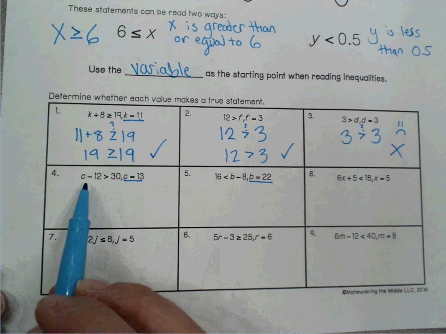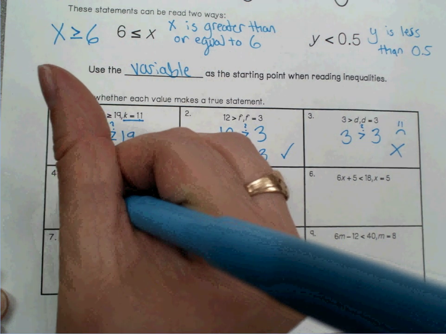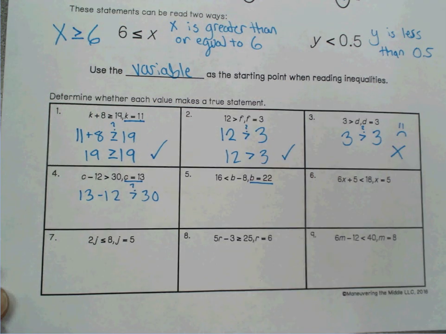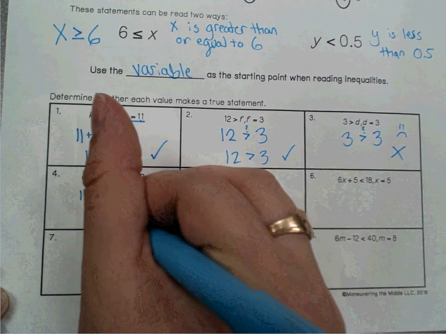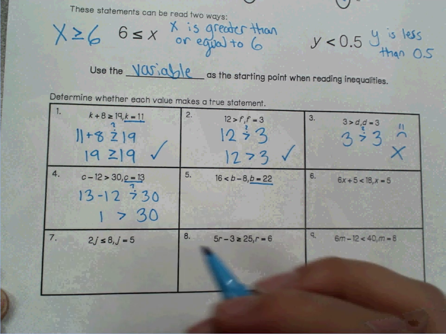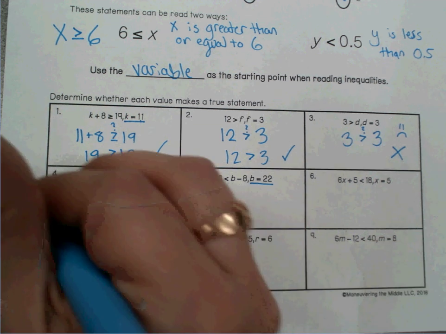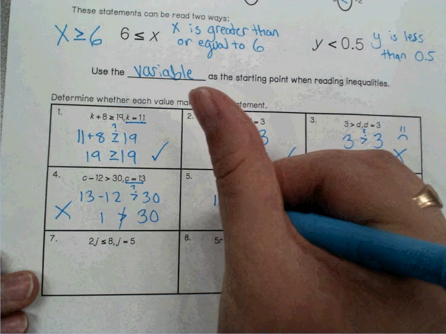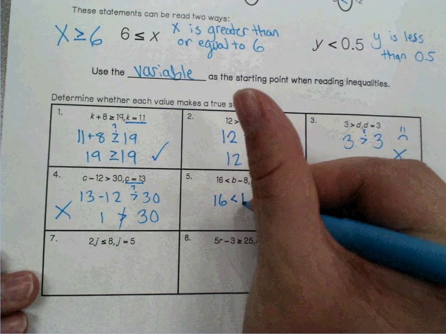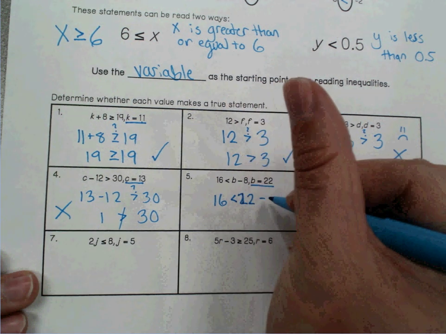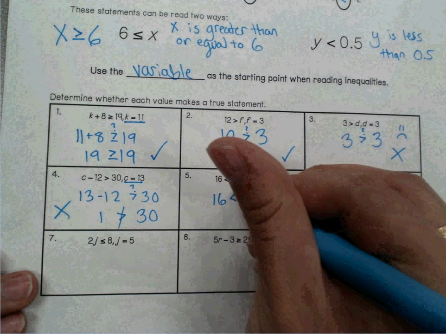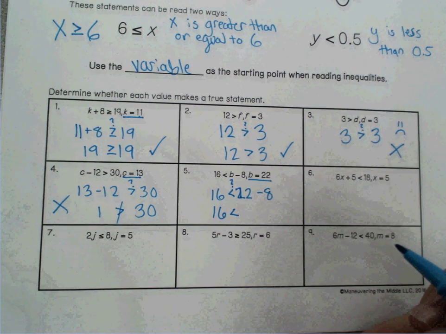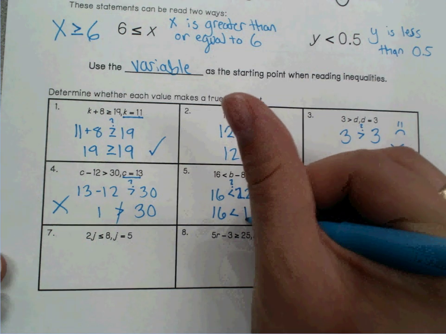So if we're looking at the first one, C is 13. So we have 13 minus 12, instead of C minus 12, is greater than 30. Well, if we work this out, 13 minus 12 is 1, and 1 is not greater than 30. So I'm just going to put a little slash through that. It does not work. And then if we do the same thing here, 16 is less than, instead of B, we're going to have 22 minus 8. Again, little question mark, 16 is less than 22 minus 8, which gives us 14.